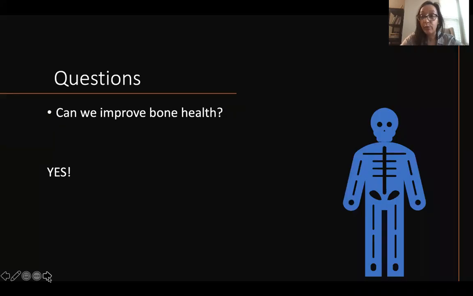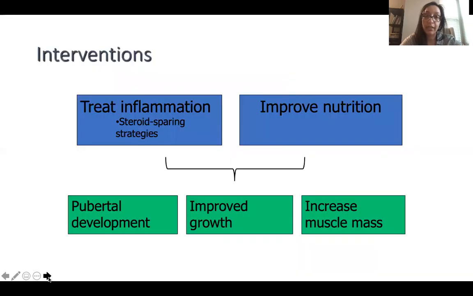So can we improve bone health? The answer is yes. Sometimes we order a DEXA scan and we're not really sure if it's going to change the patient's management. I assure you that it can, and that if we take certain measures, we are able to make positive improvements to a child's bone health. And those are things that we're focusing on anyway, but putting them in a bone context, I think, is very important. So we want to treat the inflammation as much as possible.